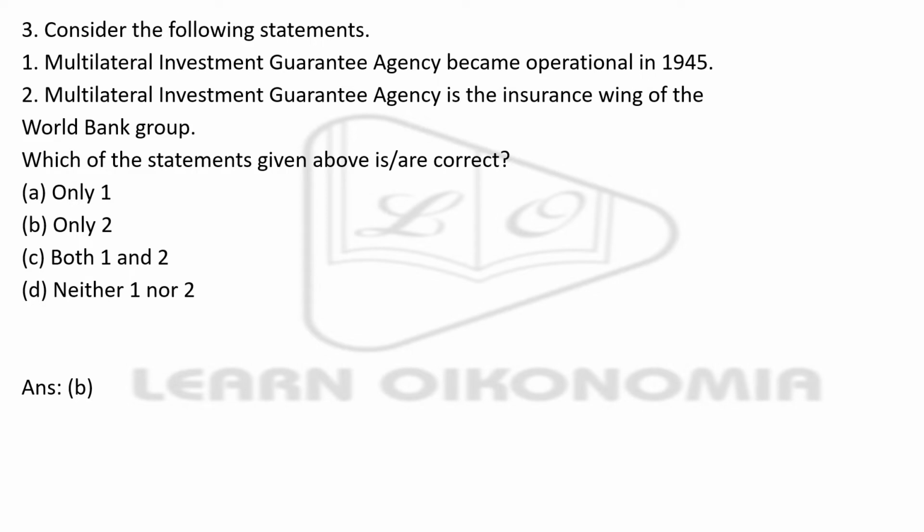It has not become operational in 1945. So as a result, the right option is option B, that is, only sentence 2 is right. It is an agency which is an insurance wing of the World Bank Group or the World Bank. Okay, option B is the right one. Please get clear with respect to this question.